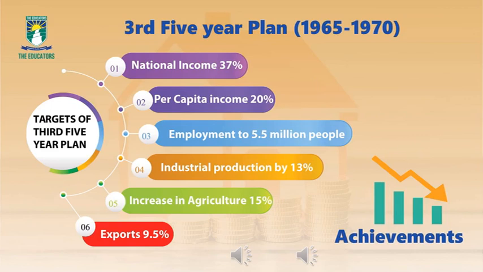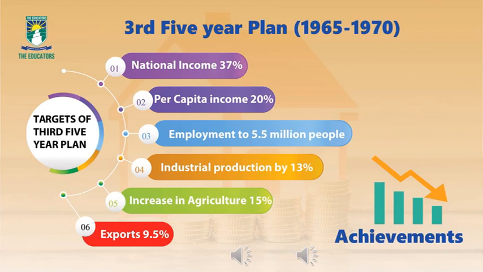Now we will discuss third five-year plan 1965 to 1970. First, I will tell you about targets of third five-year plan. To enhance the pace of national development and to increase gross domestic product as much as 37%, to increase per capita income at the rate of 20%, to provide employment to 5.5 million people, to increase agricultural growth at the rate of 5%, to increase the industrial growth at the rate of 13%, to prefer establishment of basic industries, to bring stability in balance of payment by increasing the foreign exchange, to make efforts to improve the basic facilities and to provide social security.